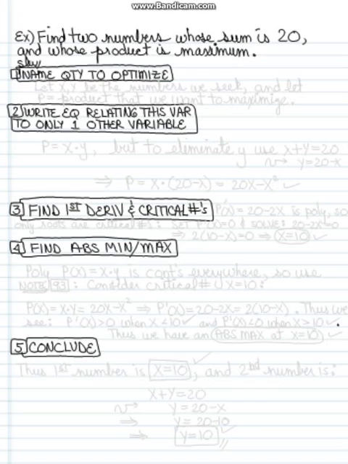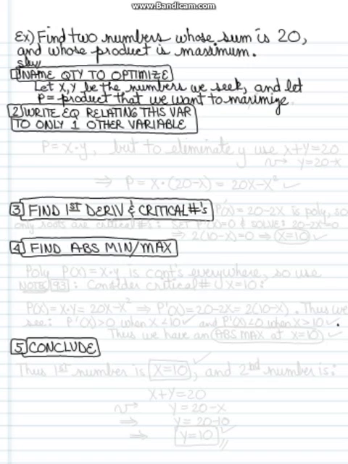So in this problem, we're asked to find two numbers. And let's begin step one. Name the quantity to be optimized. We'll let x and y be the numbers we seek and let P equal the product. They want the product to be maximum. So P equals the product that we want to maximize.